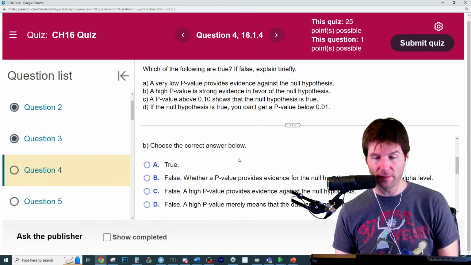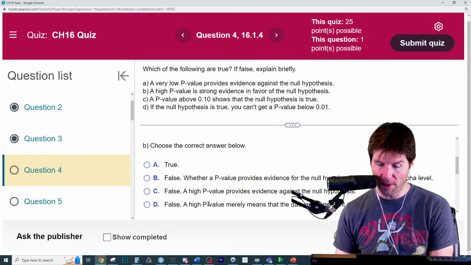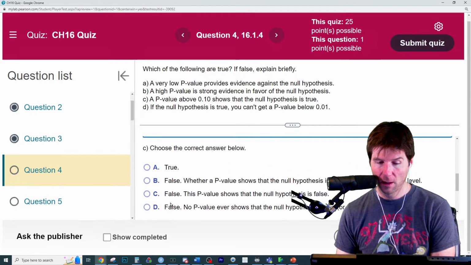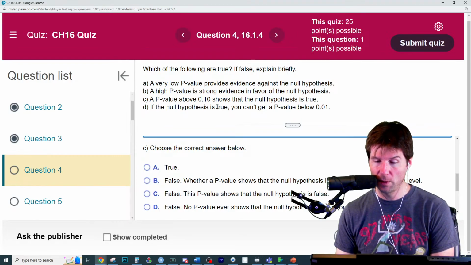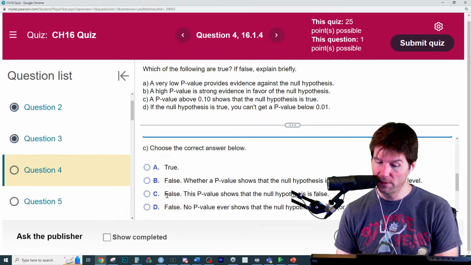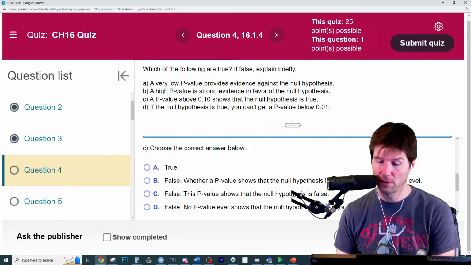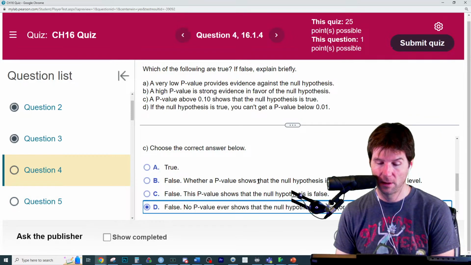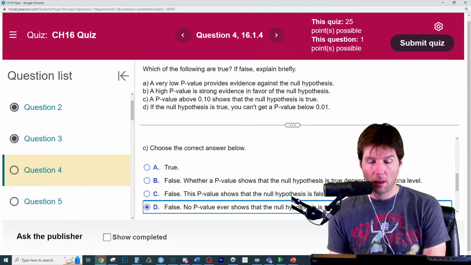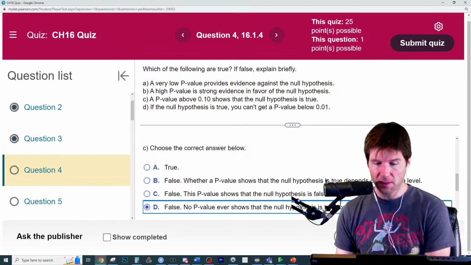A high p-value is strong evidence in favor of the null. A high p-value means that, yeah, the data is consistent. That's what we mean. If a p-value above 0.10 shows the null is true, no. No p-value ever shows that the null is true. We don't say the null is true. We just say that the data is consistent with the null.